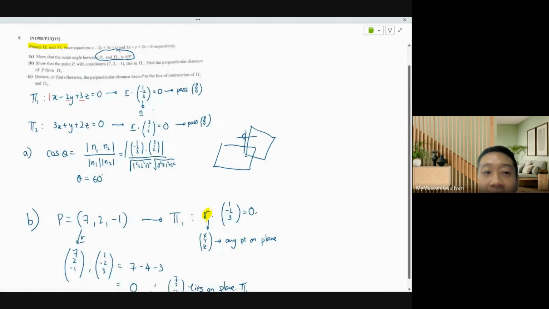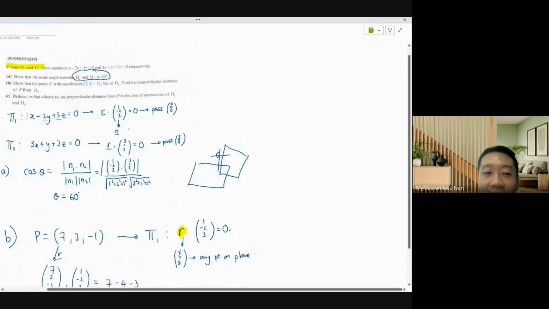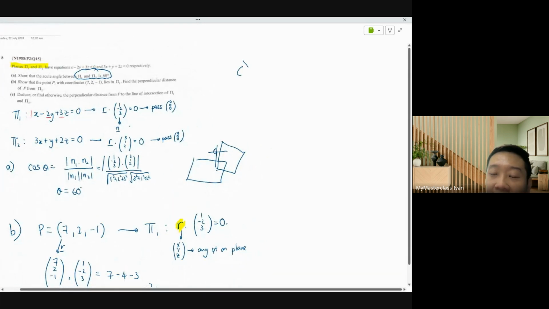Deduce, or find otherwise, the perpendicular distance from P to the line of intersection of pi 1 and pi 2. Okay, so for part C: two planes. If you take two pieces of paper and put them together, two planes will always intersect at a line. Can you see? There's a line here.